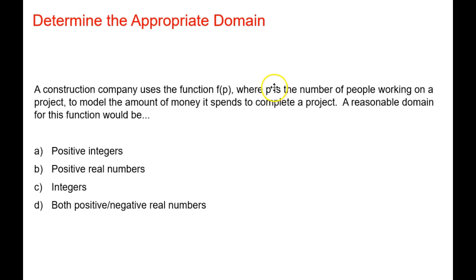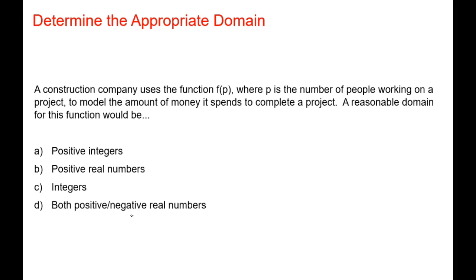So we have to go to our input value, in this case our variable p, which represents the number of people. We can't have the real numbers, or the positive real numbers, or both positive and negative real numbers. We can't have real numbers because that would include part of a person. We're not going to have 1/8 of a person working on a project. So we exclude B and D right away.